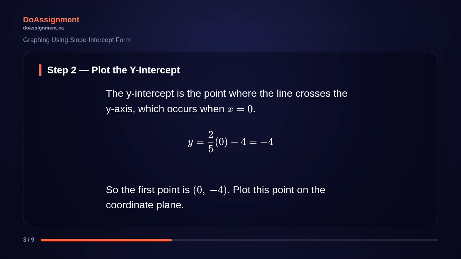Start by plotting the y-intercept. Plug in x equals 0 and you get y equals -4. So the first point is (0, -4). Plot that on the y-axis.